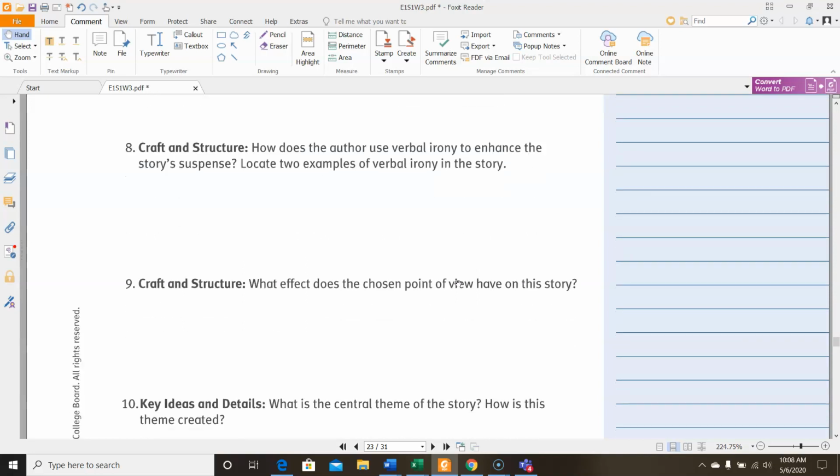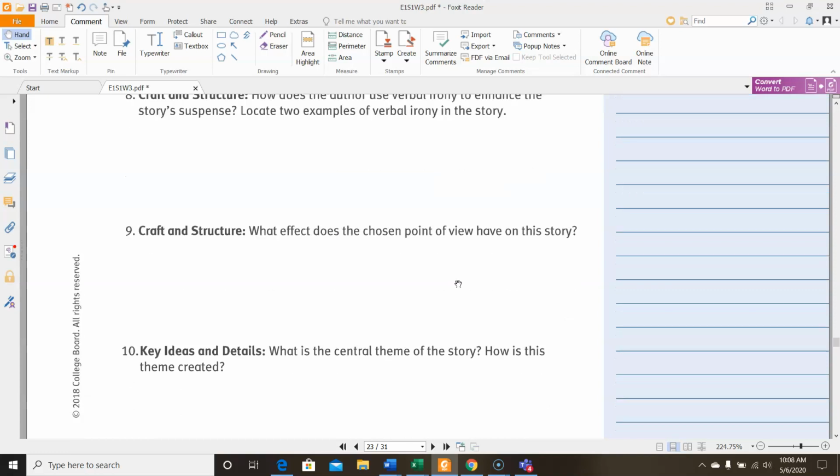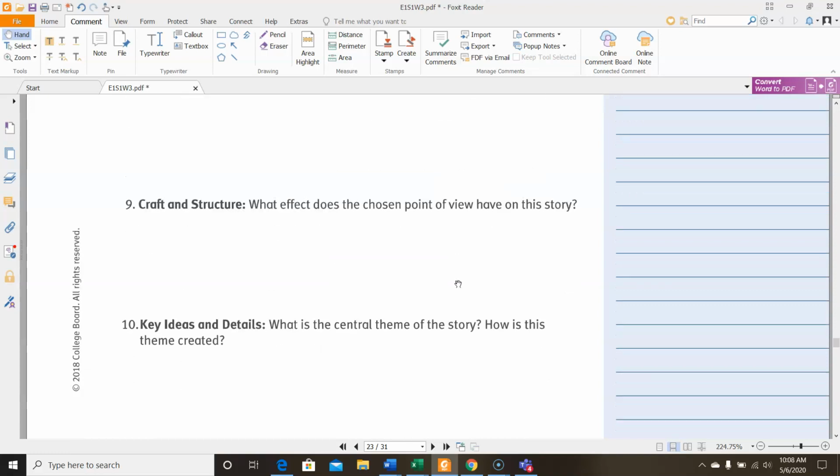So go back and look at those examples, and I provided and pointed out quite a few of them for you to choose from. For number 9, what effect does the chosen point of view have on this story? So think about point of view, first person, third person, things like that. What is the point of view, and how does it affect the story?